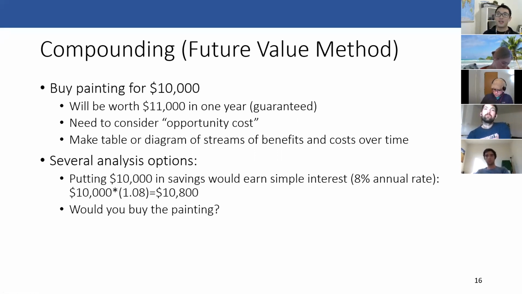So having kept all of this in mind, let's think about the compounding future value method. Let's say you have an option of buying a painting for $10,000, and you know that in 1 year from now, it's definitely going to be worth $11,000. So we need to consider the opportunity cost. The way I like to approach these problems, the way I was taught in grad school, is to make diagrams of streams of benefits and costs over time. I'll try to stick to that for future examples.